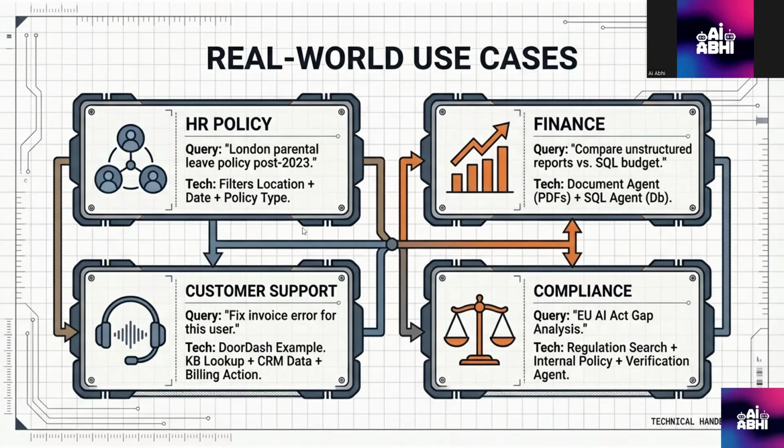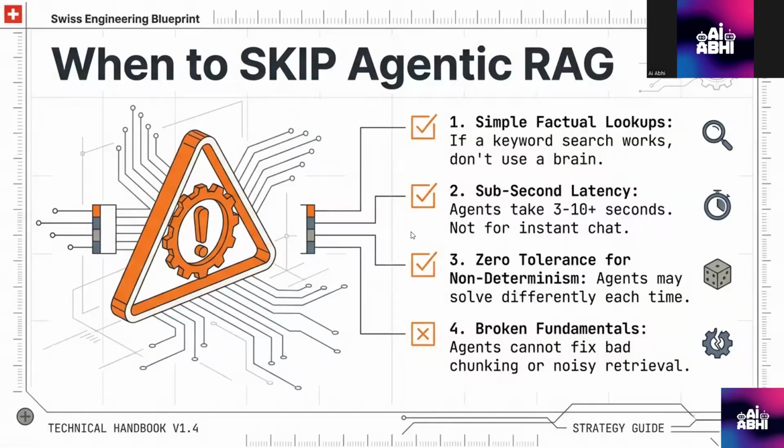Next comes when not to use agentic RAG, when you can skip it. This is the section nobody makes, but everyone needs. Agentic RAG is powerful, but it's not always the right answer. Don't use it for simple factual lookups like what's our address. That doesn't need any agent planning and reflection. Basic RAG with good chunking handles this faster and cheaper.